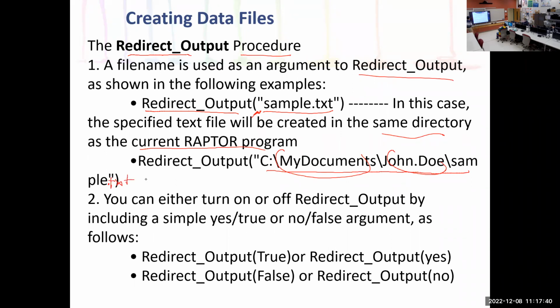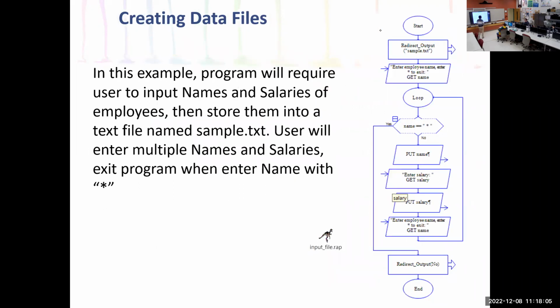Okay, so the second thing is that you can either turn on or off the redirect output by including a simple yes or true or no or false argument here. So think about redirect output true or redirect output yes, or redirect output false or redirect output no, when you want to stop the process. Okay, so that is a very simple example.